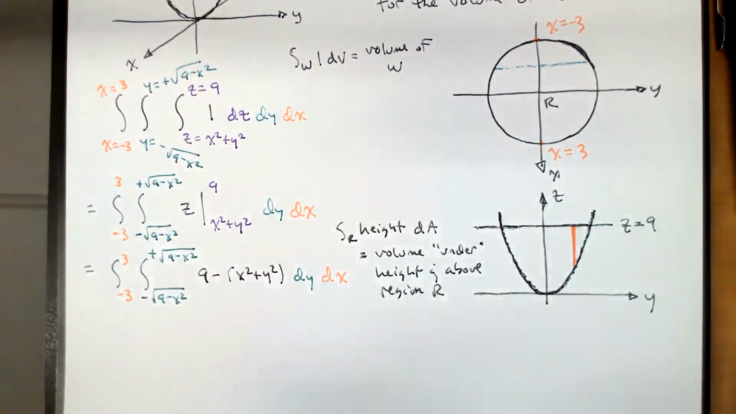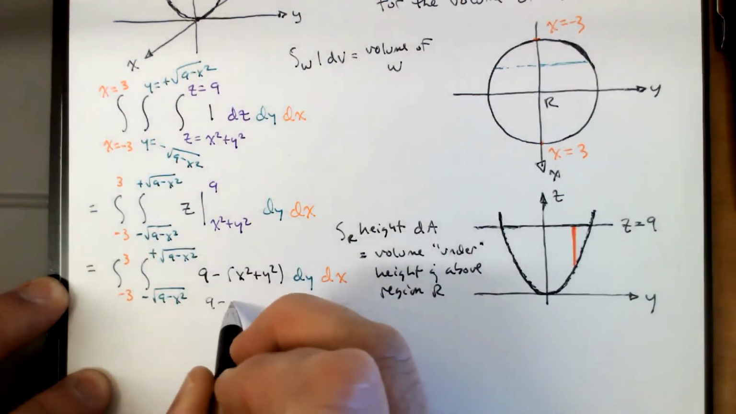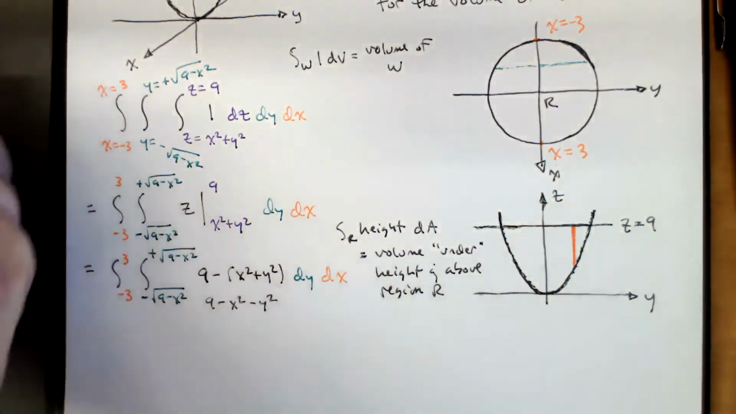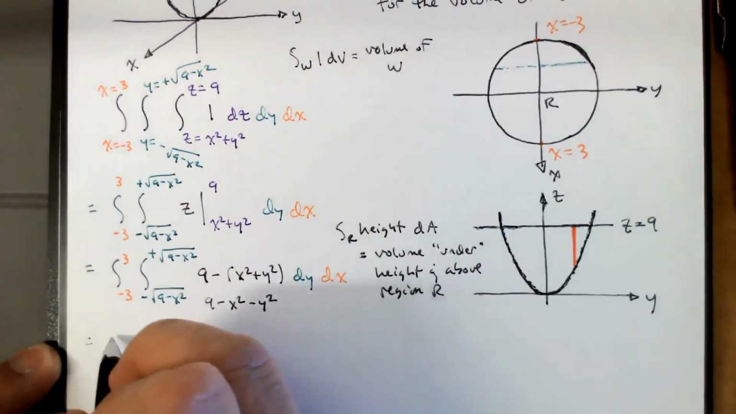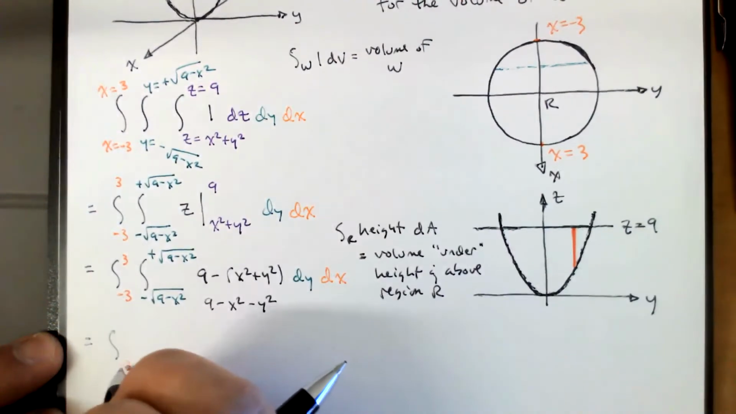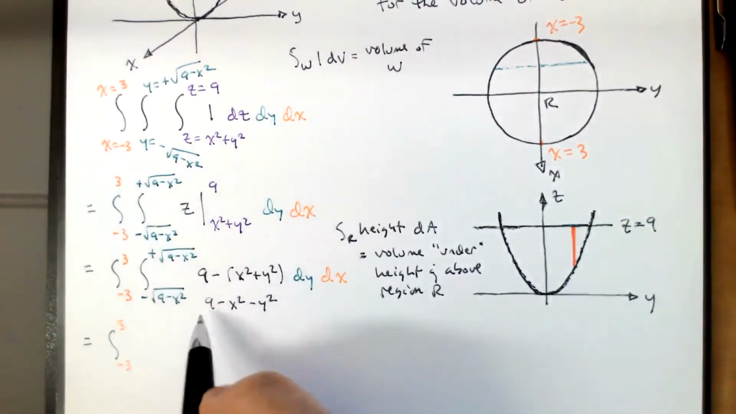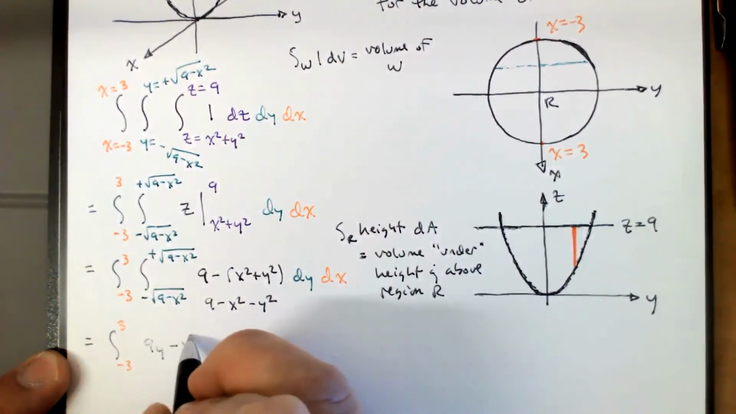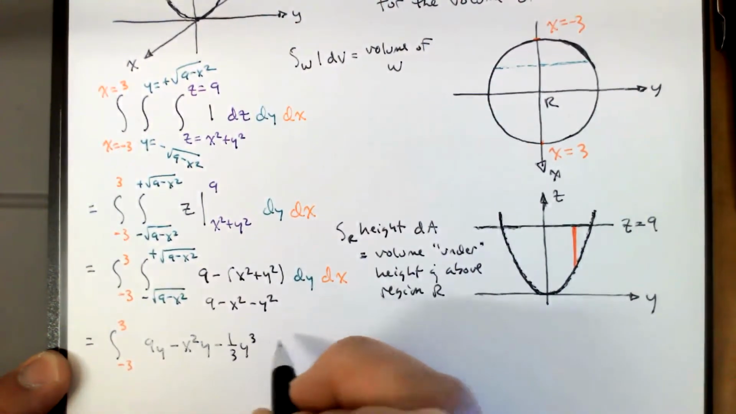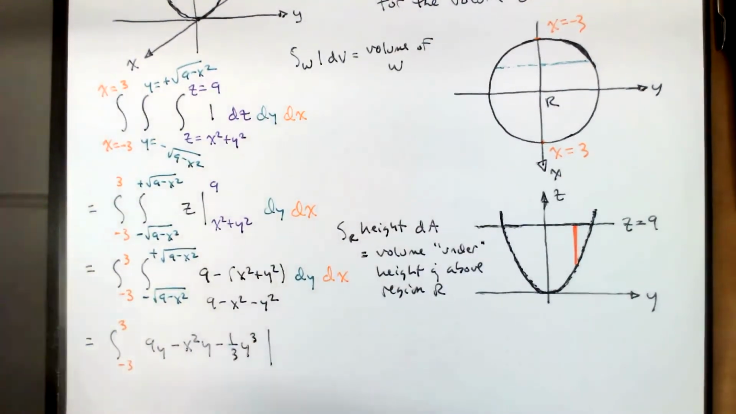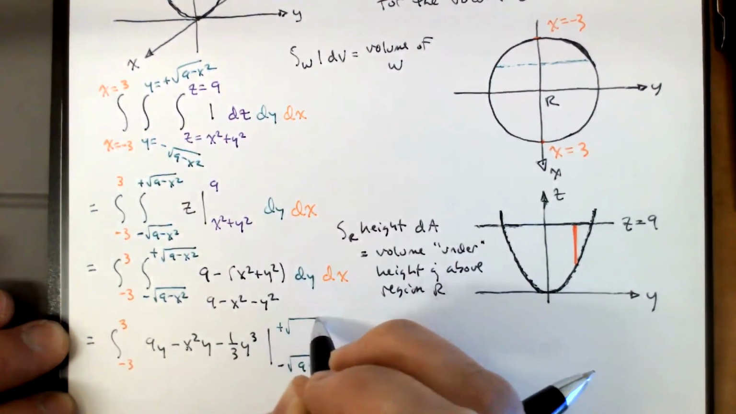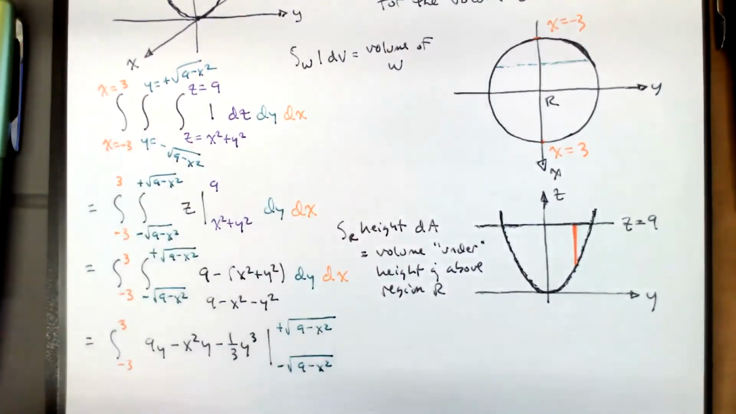Let's take this one stage further and see what it gets us. I'm going to rewrite this function as 9 minus x squared minus y squared. So the next integral, if we just continue the process, just continue integrating, let's say from negative 3 to 3, we have to integrate 9 minus x squared minus y squared dy. So that's going to be 9y minus x squared y minus a third y cubed evaluated from negative square roots to positive square roots. This is still in the integral dx.